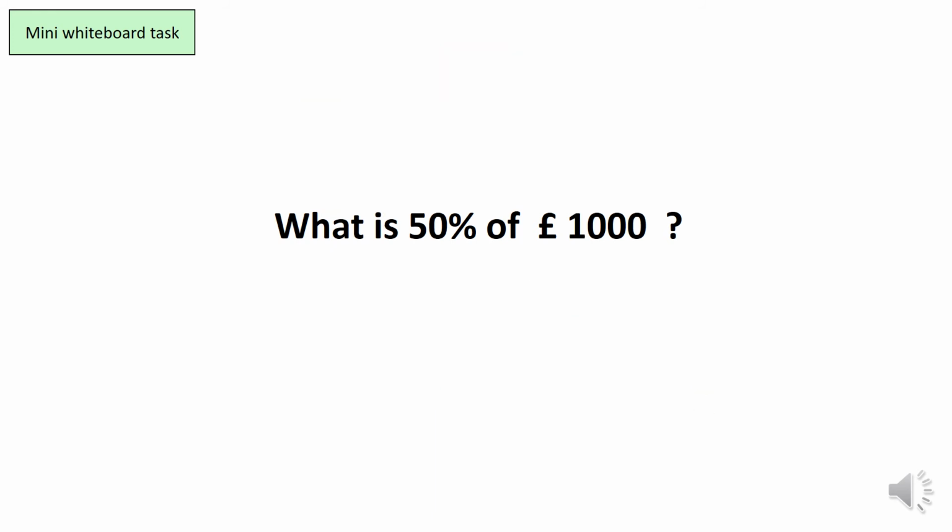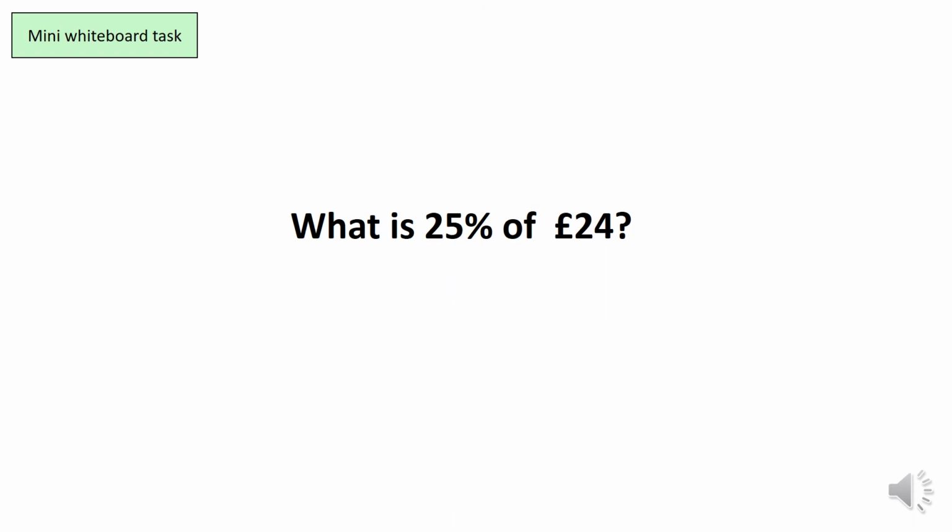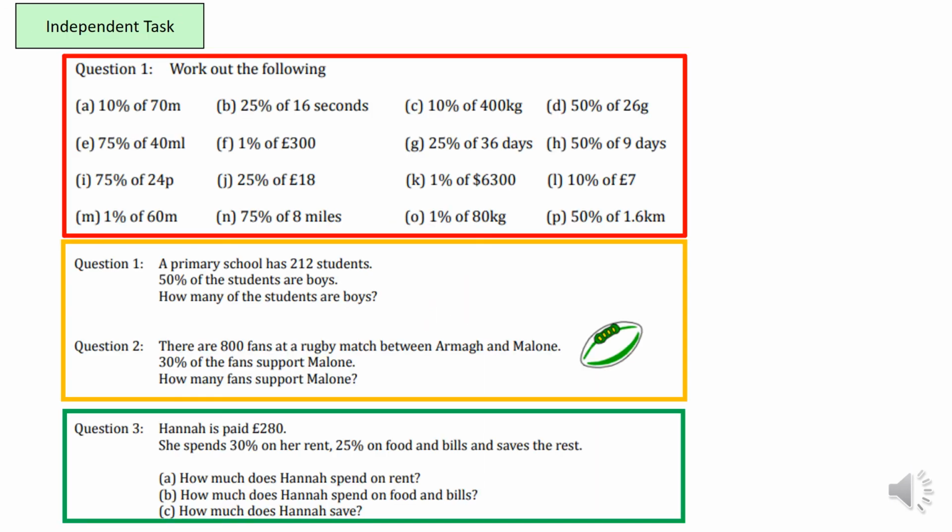Okay, can you please have a go at calculating 50% of £1,000? Okay, the answer to this is £500. Can you please have a go at calculating 25% of £24? Okay, welcome back. 25% of £24 is £6. I'm just going to divide it by 4. £6. Okay, we're now on to the main task.